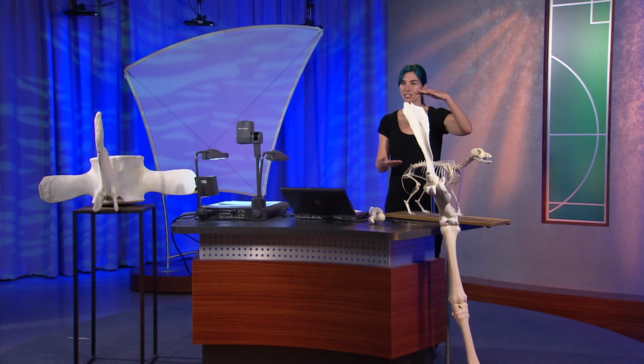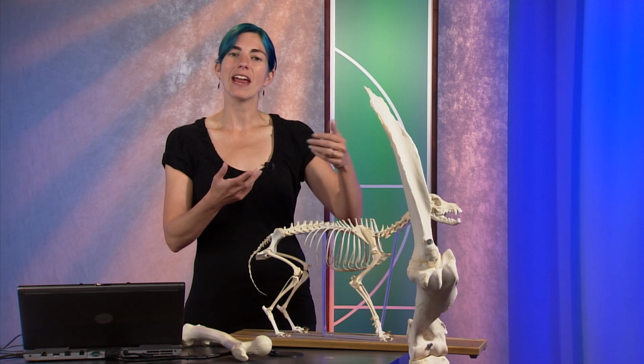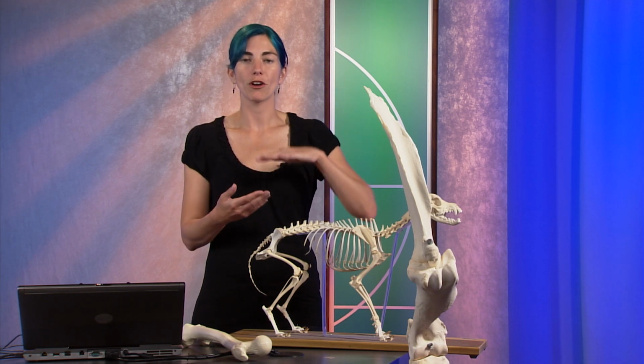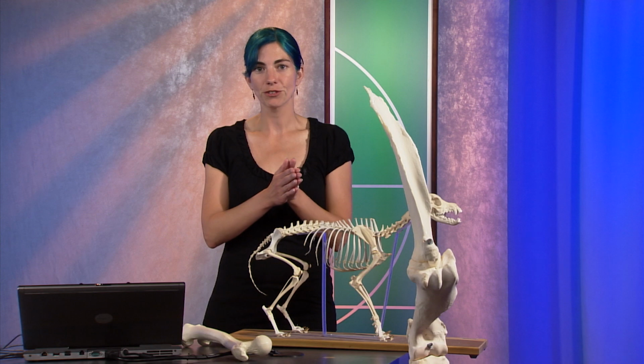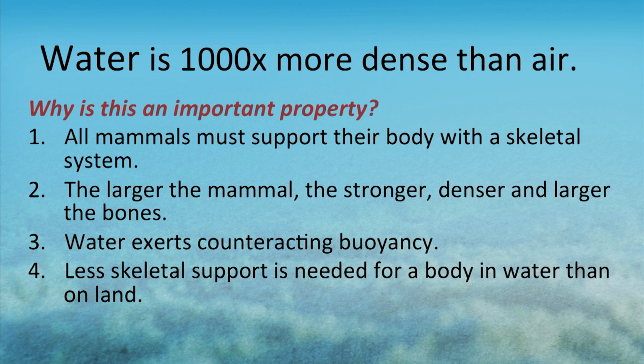You can see, of course, that the bones are longer, they're thicker, and what you may not be able to see is that they're going to be denser or heavier to support the weight of that particular horse. So from there, we can make this general trend. The larger the mammal, the stronger, denser, and larger the bones must be to support their overall body mass. Okay, this definitely applies to terrestrial mammals, but does it apply to aqueous animals as well?